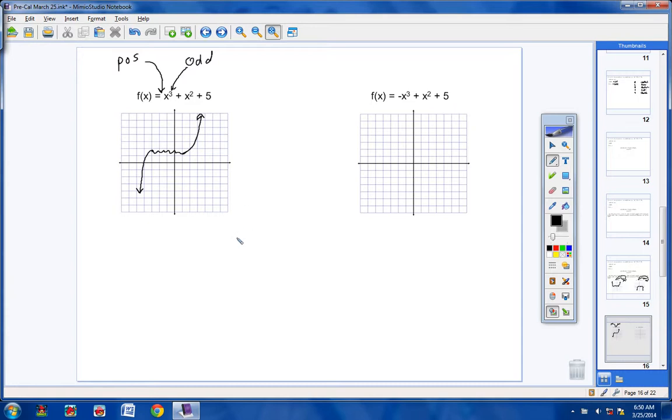Okay, over here notice your degree is odd, and your lead coefficient is negative. So whenever your degree is odd and your lead coefficient is negative, it might do all kinds of turns and twists, but in the end, it will go up to the left over here, and it will go down to the right over here.